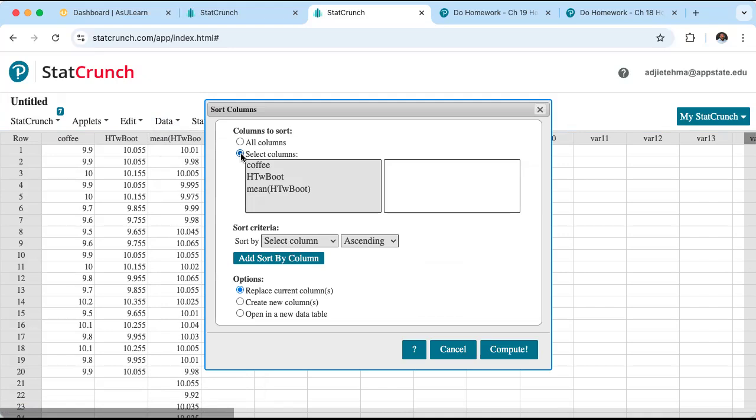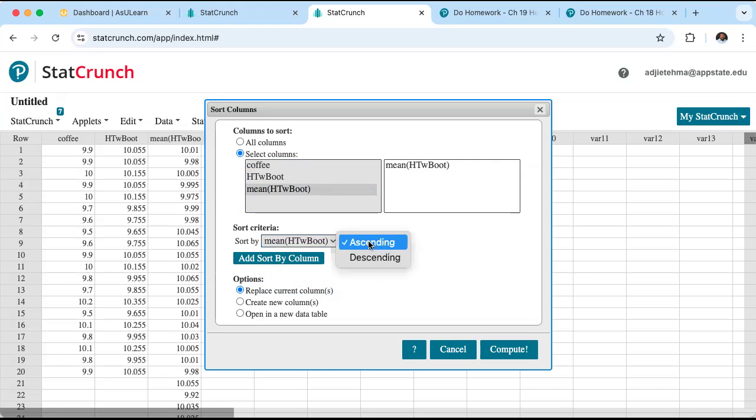We are interested in sorting the mean, this one here, the 1000 bootstrap samples we got. So you select that one. Is that okay? And then you do the same thing here. Select that column here. And then we want to sort by ascending, which means it's going to sort from lowest to highest. Is that okay? So we leave it at ascending.